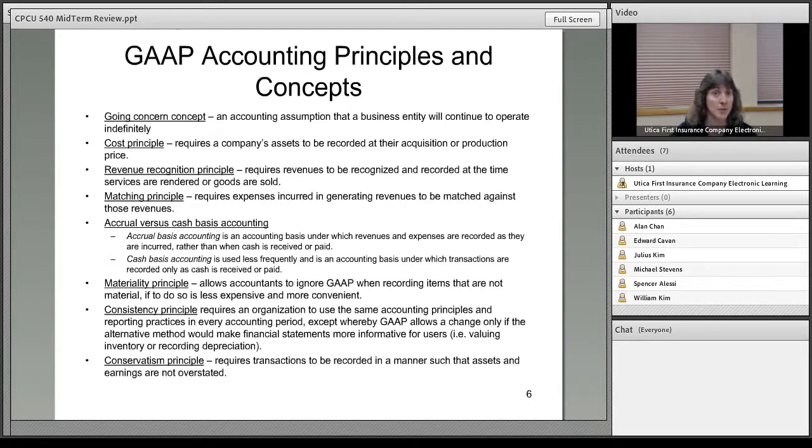The matching principle requires expenses used to generate revenues to match with those revenues. So that's where I want to take my costs, my expenses, and match it with my income. If I sold a widget for $5,000 and it cost me $4,000 to make it, then I match them at the same time to give me a net of $1,000.